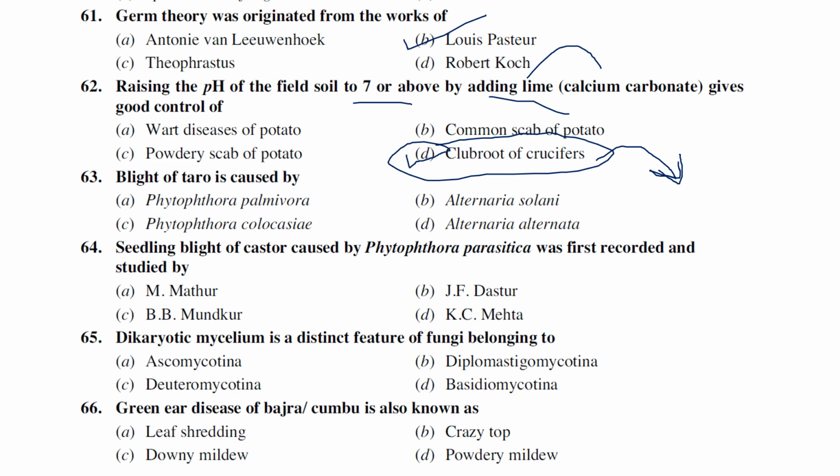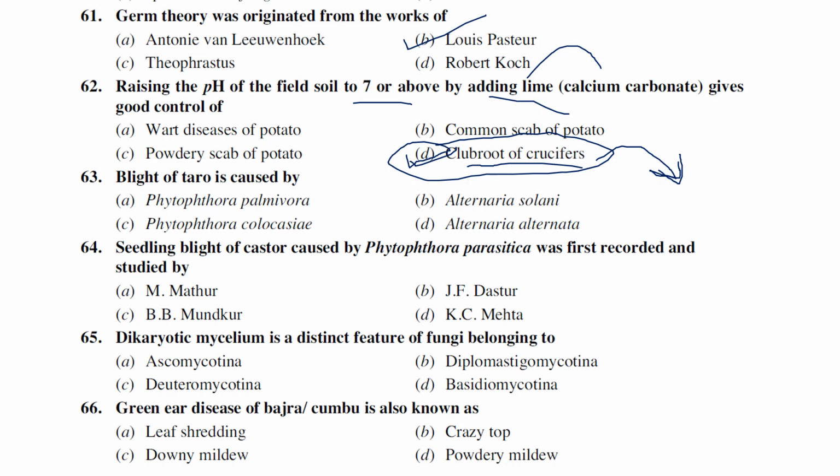If we add around 2.5 tons per hectare of calcium carbonate, we can raise the soil pH. That is the best management practice for club root of cabbage, because club root is very severe in acidic soils. If we increase the soil pH to just above 7, or maybe 7.2, we can easily control the disease. So we raise the soil pH to control club root.